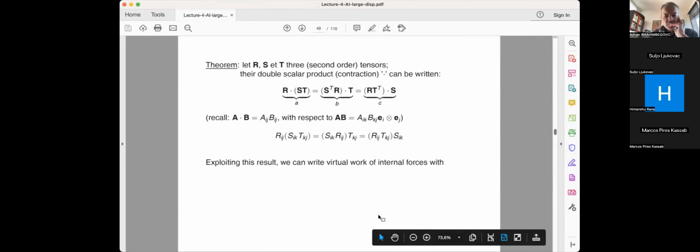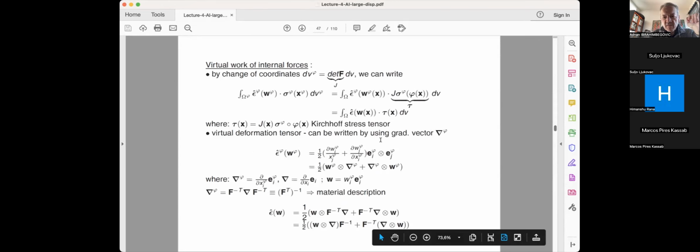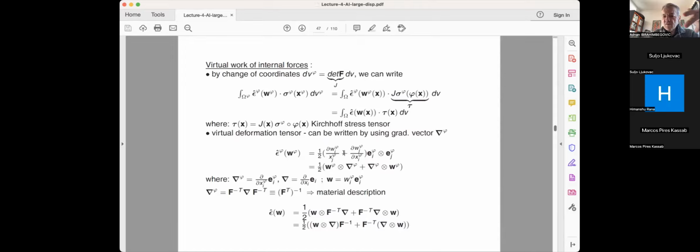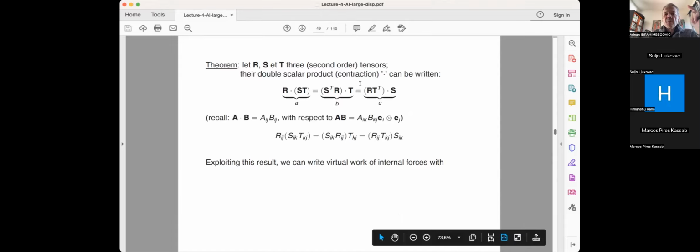So here I have a product, going back to here. I have a Kirchhoff stress, which is J times sigma, times the product of these two tensors. Here, epsilon W is written as 1/2 (nabla W times F minus 1 plus F minus transpose nabla W transpose). So I don't need this result, which is very easy to show.